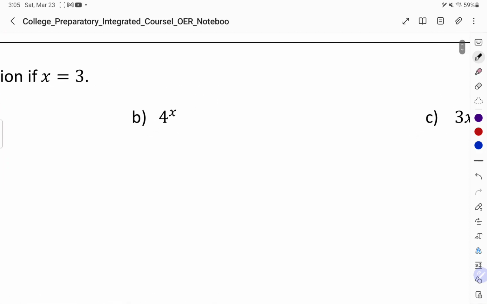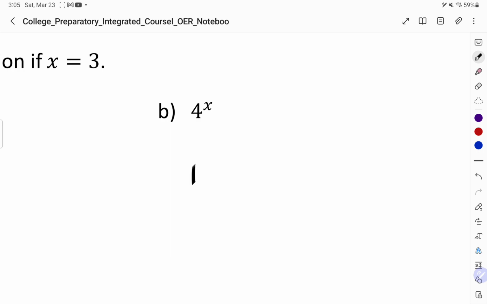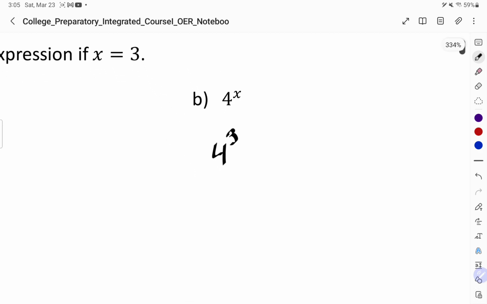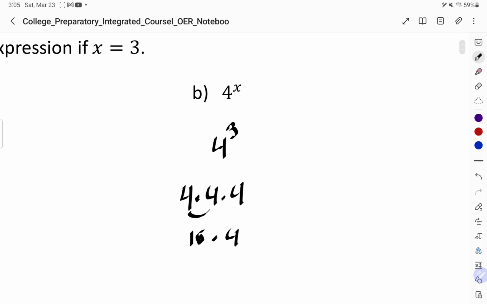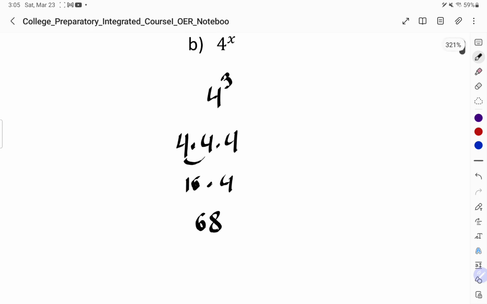Same thing. We have an algebraic expression. They're telling us that x is equal to 3, so I'm going to substitute x for 3. Now, how many 4s do I have? I have three 4s, so it's going to be 4 times 4 times 4. Pretty easy, all I have to do is multiply. 4 times 4 is 16, and then 4 times 16 is 64. So that's going to be my answer for this one: 64.